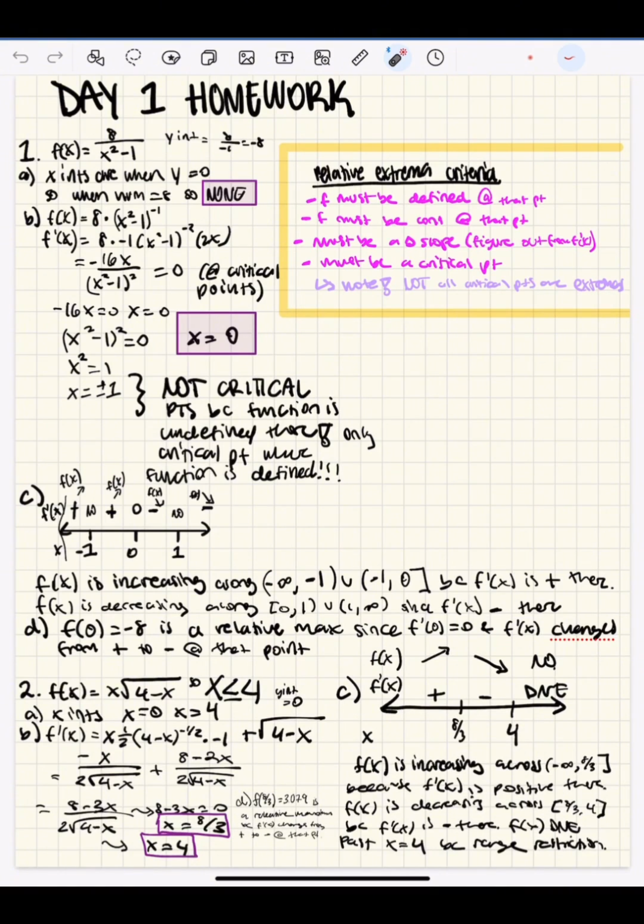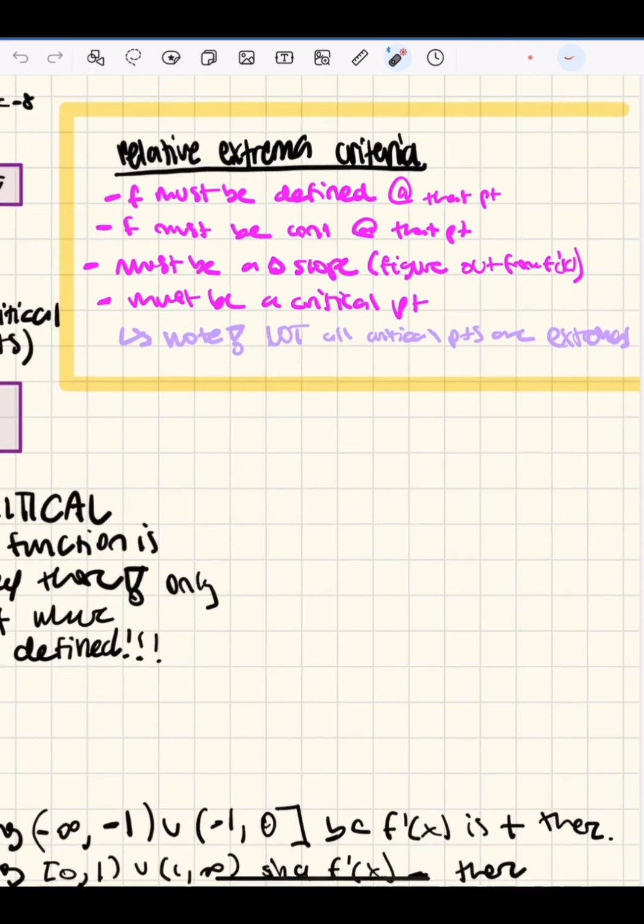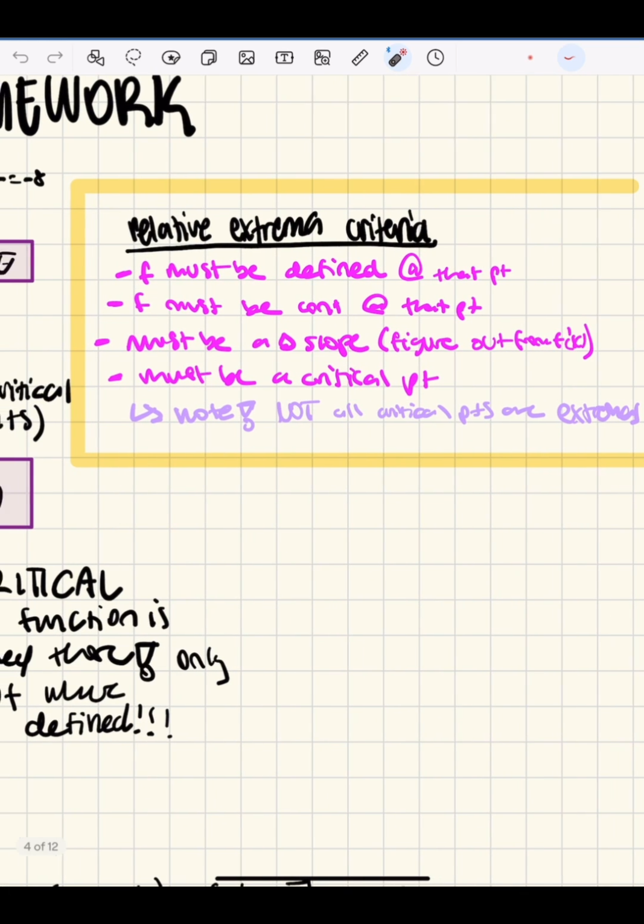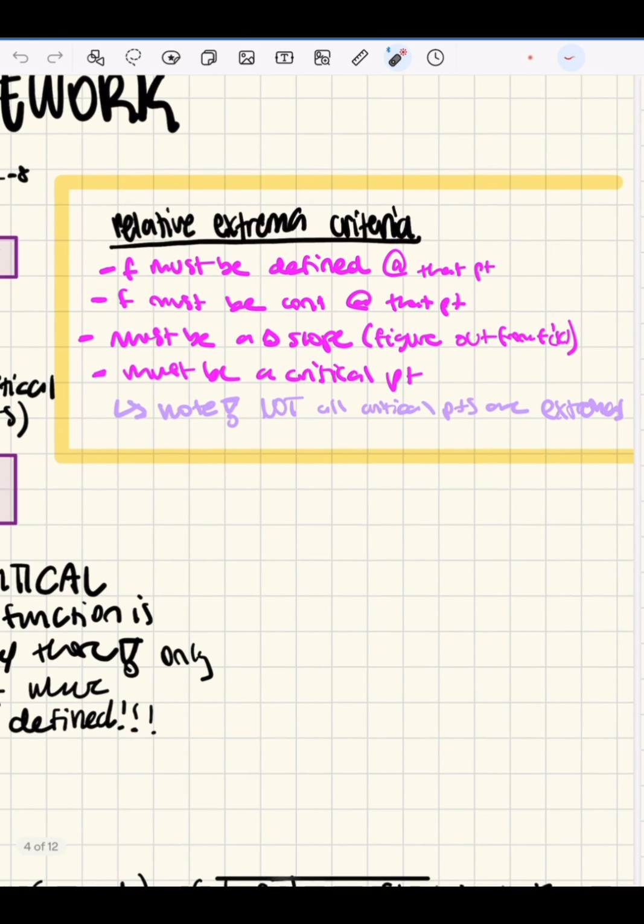Okay, so I did actually already complete this homework, but we are now going to go through it just to explain some important notes. So first I just made this little box that I do want to highlight, which is the relative extrema criteria. Sorry if this is messy.